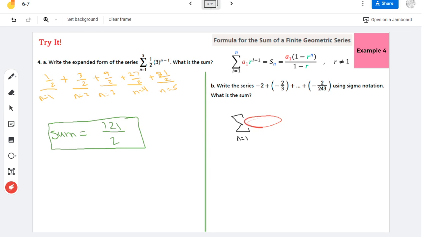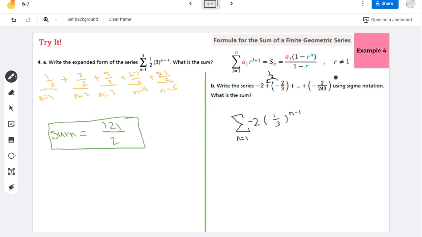Now after our sigma here, we need to write the equation with the explicit formula. So I need my starting value times the common ratio raised to the n minus 1 power. My starting value is right here. It's just the first number in my sequence, which is -2. And to get my common ratio, I just divide the -2/3 by -2, and I get 1/3 as that common ratio.